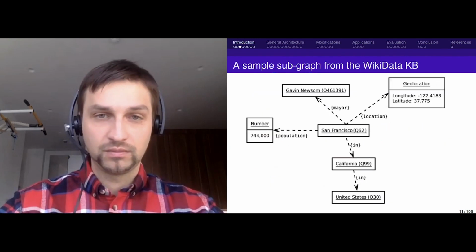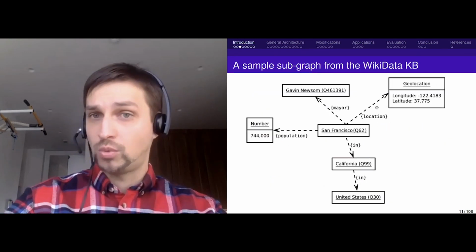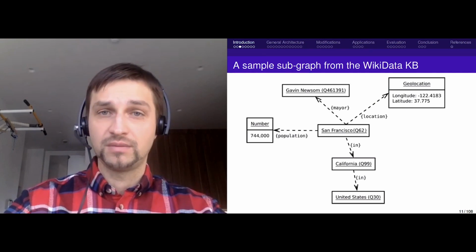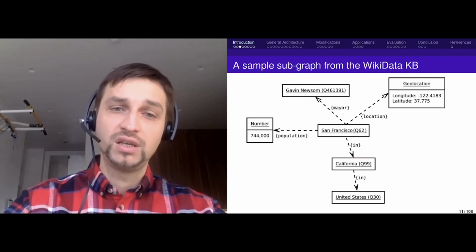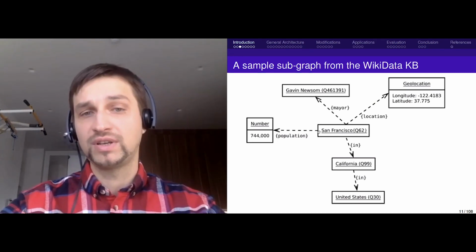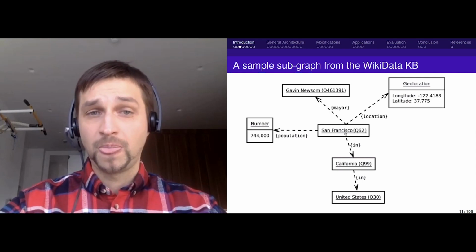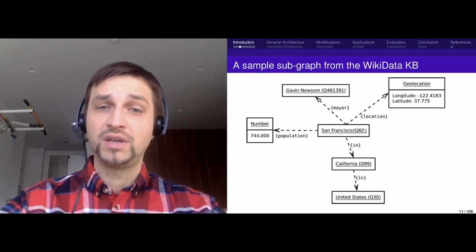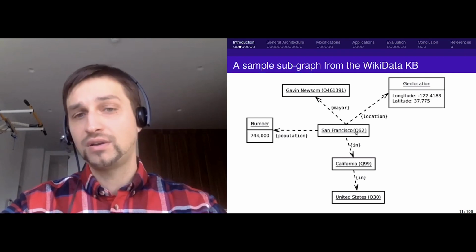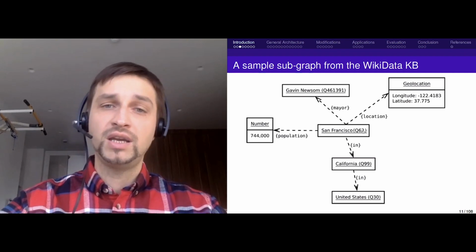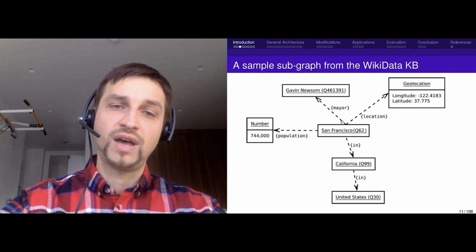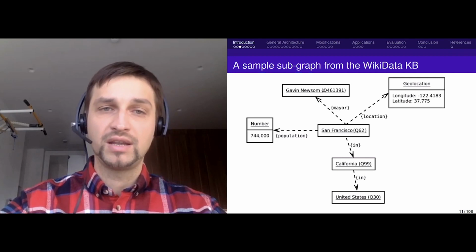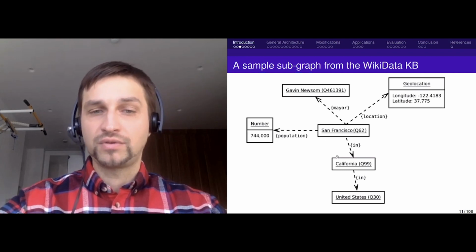All right, but here is just a small example, a very small part, a local ego network of the San Francisco entity. And you can see that San Francisco in Wikidata has this fancy identifier Q64, and then it relates to other entities. So San Francisco has a mayor, and then it has a certain identifier, and then location, and so on and so forth, a certain population.